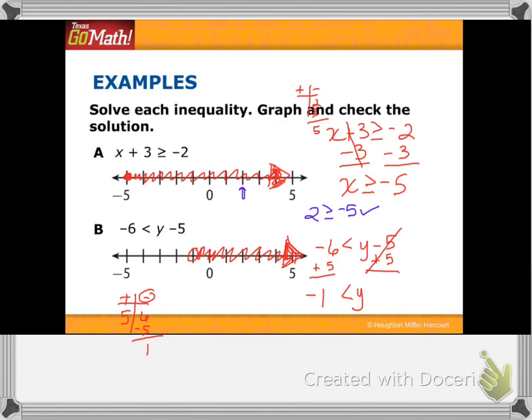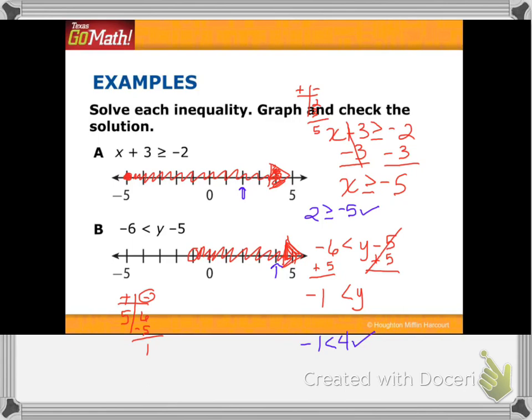And now I can do my little check. Here would be a number, 4. So let me substitute that in. Negative 1 less than 4. Is this a true statement to check? Is negative 1 less than 4? Yes, it is. So I know I have at least shaded in the right direction.